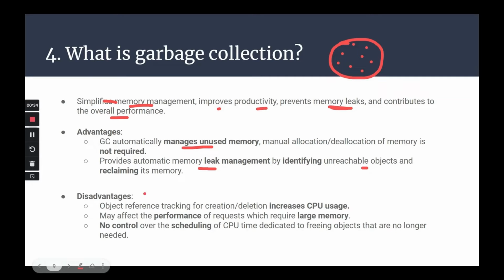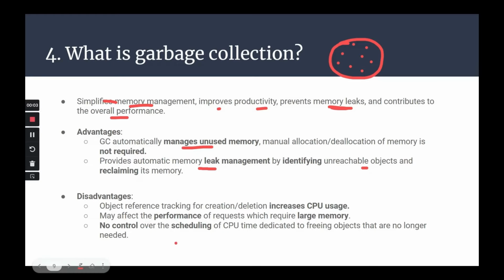Disadvantages. When you have to track what is in use and what is not in use, it also takes up additional CPU resources. Then it may affect the performance of requests which require larger memory, because from time to time you just have to clean up. So performance might take a hit if you don't use the right algorithm for the right purpose. We will talk more about that. There's no control over scheduling of CPU time, so there's no fixed time that the CPU is only going to spend this much time.